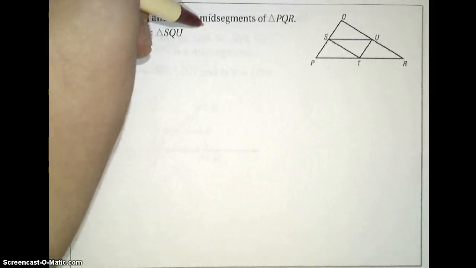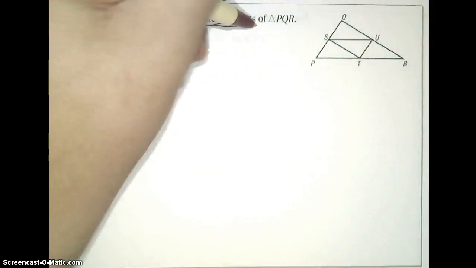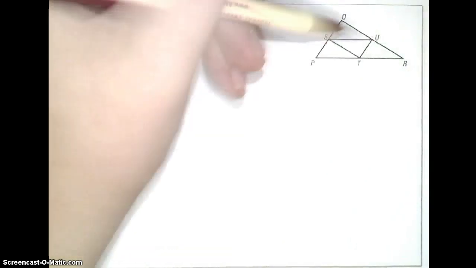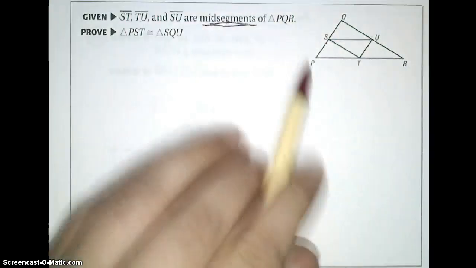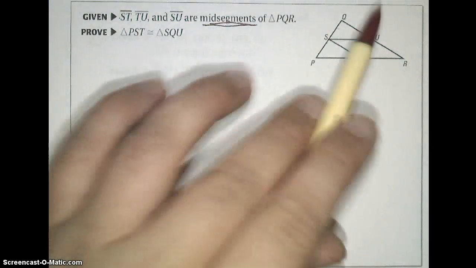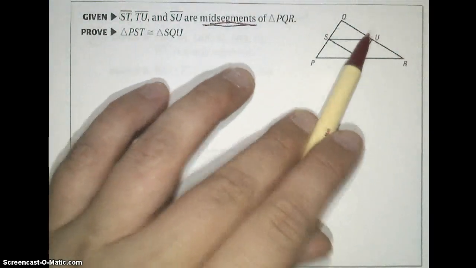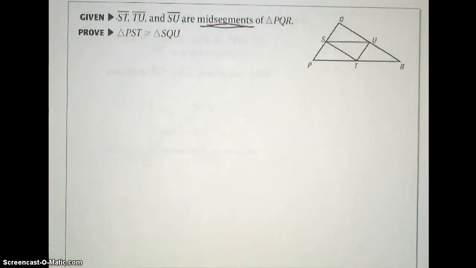Remember, a mid-segment has two special characteristics. Number one, it's going to end up bisecting each of these segments into equal parts. Therefore, SQ and PS are equal, PT and TR are equal, RU and UQ end up being equal to each other. The second important piece is the mid-segment theorem, and that says two separate things.